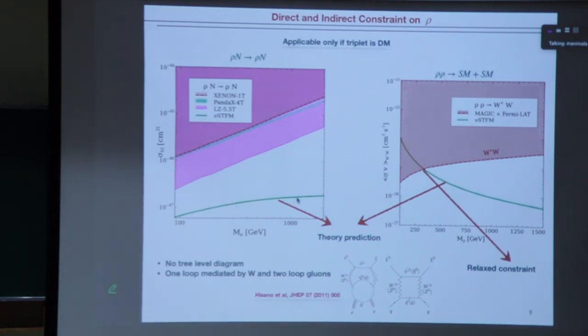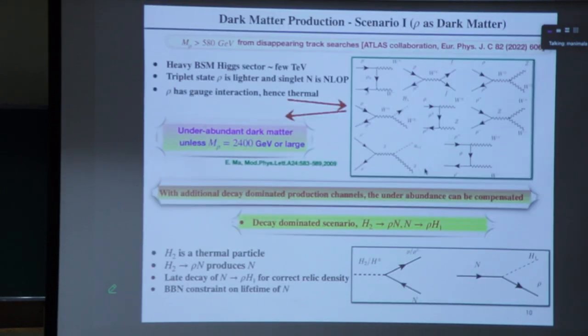So the direct detection does not impose any significant constraints for this scenario where rho is the dark matter. This is the indirect detection constraint. Here rho to W plus W minus has been shown. This is MAGIC plus Fermi-LAT, and this is again our theoretical prediction. So one can obtain a very relaxed bound around 380 GeV. Altogether, the collider constraint is very strong.